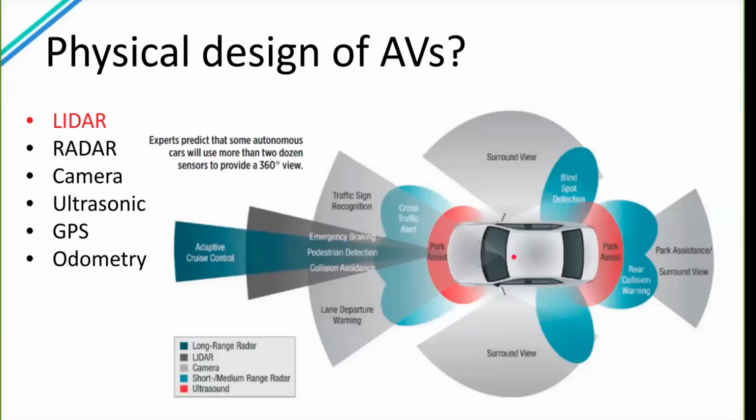This is used for emergency braking, some of them are used for pedestrian detection, surround view, blind spot detection. So yeah, every sensor has its own importance.